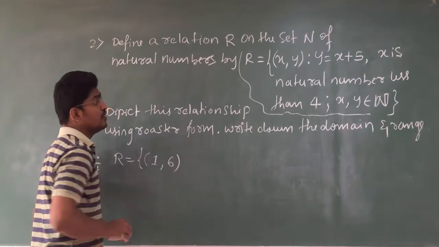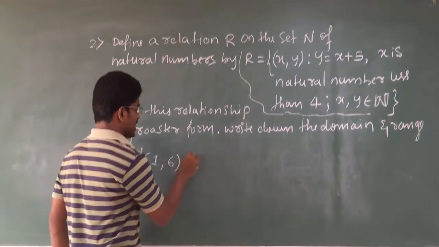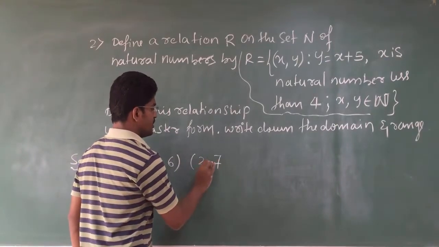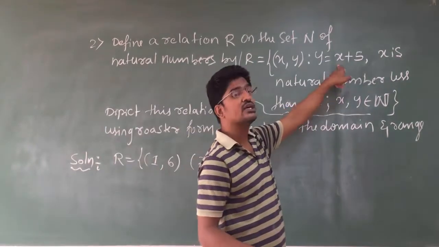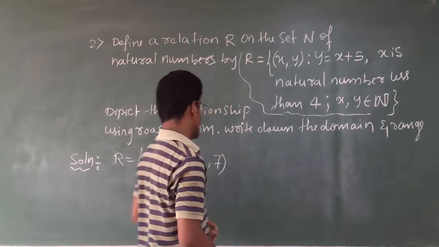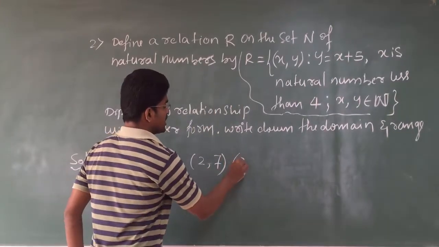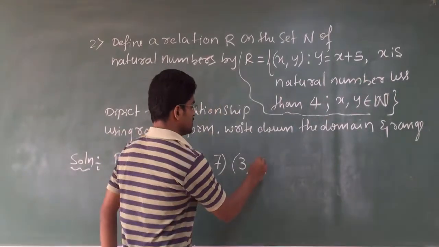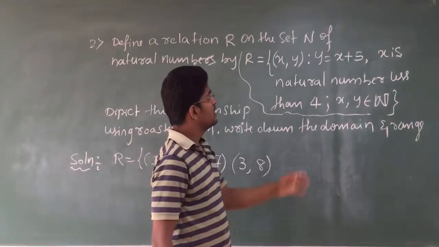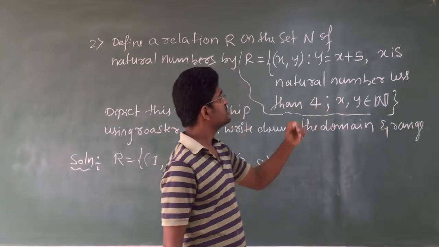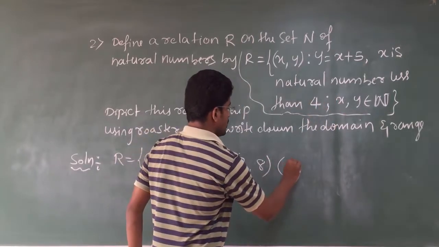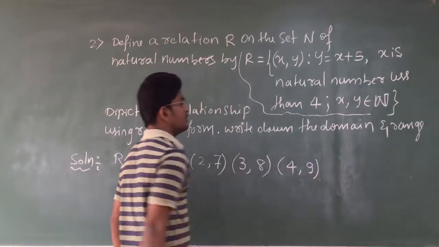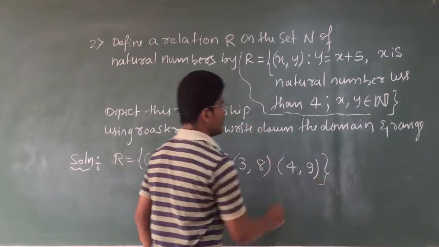6. Next I can take x as 2, y will be how much? 7. Because here if I put x equal to 2, 2 plus 5 is 7. If I take x as 3, 3 plus 5 will be what? 8. Clear? If I take x as 4, here y will be how much? 9. Okay. So here ends your relation.